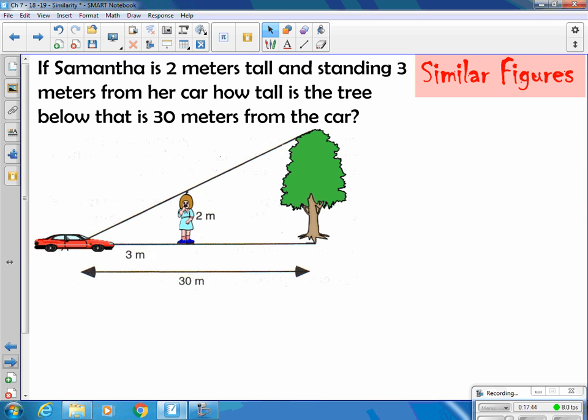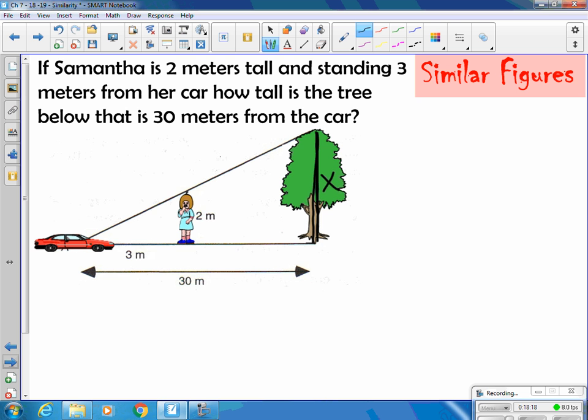If Samantha, it's a really pretty picture there of Samantha, is 2 meters tall and standing 3 meters from her car, how tall is the tree below that is 30 meters from the car? Whoa, okay. Samantha's 2 meters. She's 3 meters from the car. Tree is 30 meters from the car. We have to figure out how tall the tree is. Okay, so I'm going to assume that this is going to be the height of the tree, which is going to be my unknown value here.